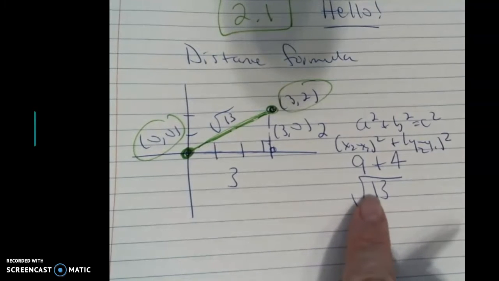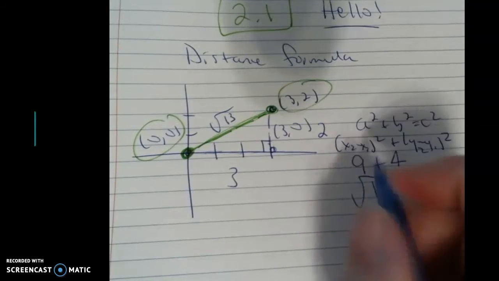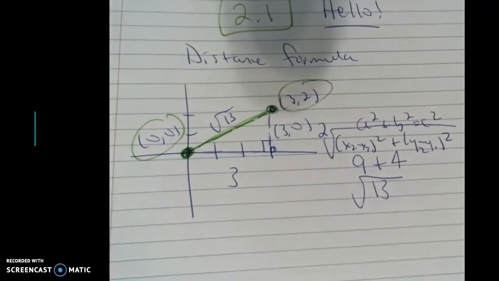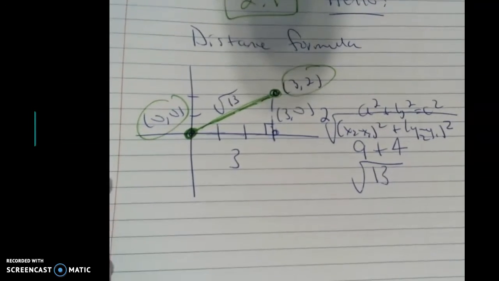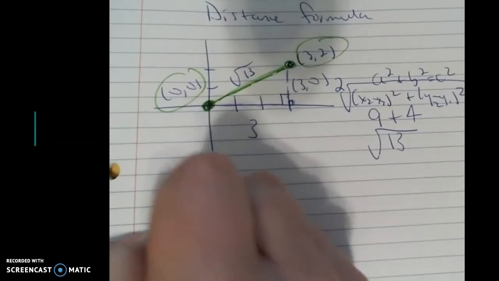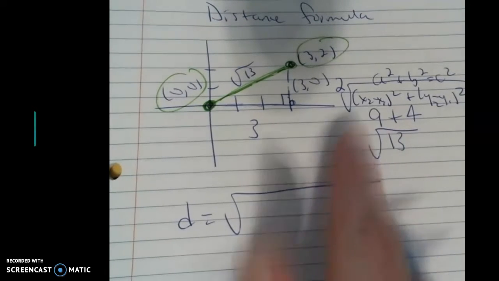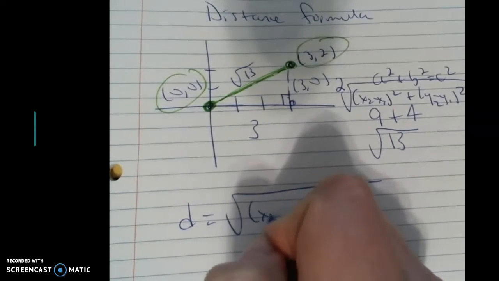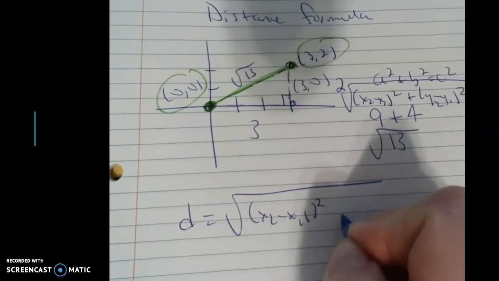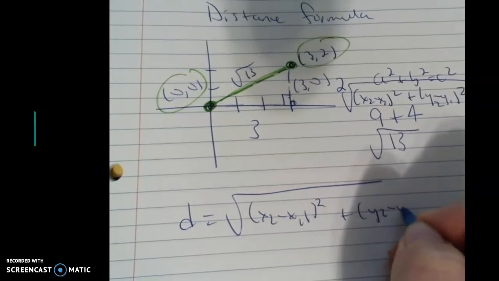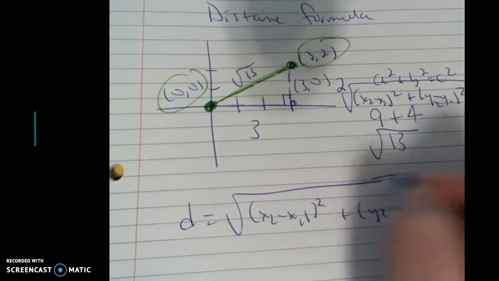And then what was the last step we did down here? So we squared, and then we square root. And so right there you have the distance formula. Okay. And it doesn't have to be in that order. If you like to put your y's first or whatever, that doesn't matter. So x2 minus x1 squared plus y2 minus y1 squared.